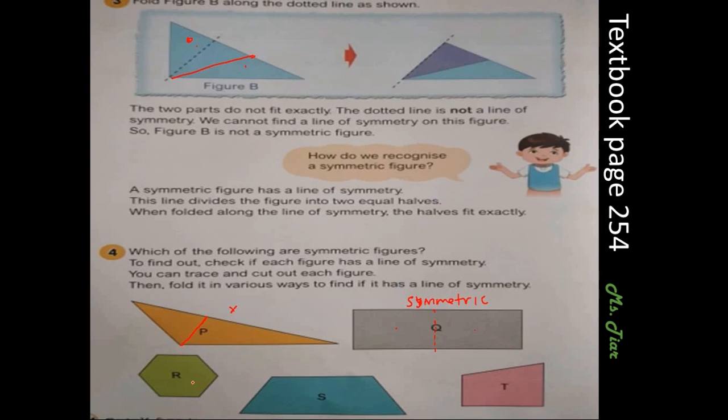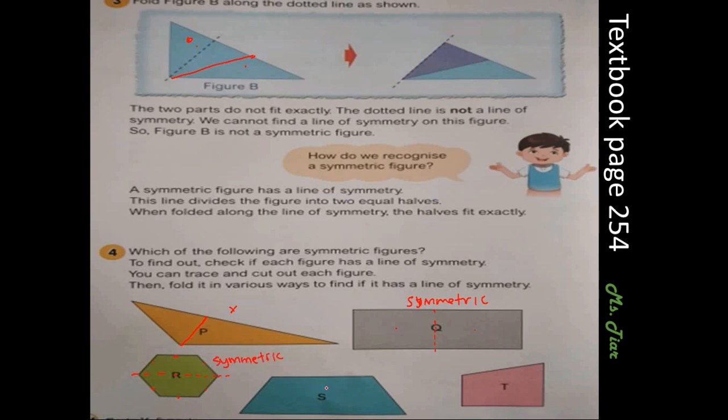Next, question R. Where will we put the line of symmetry? What if we put it here? If we put it here, is it a symmetric figure? Let's check. This area will be in this area. This part will be in this part, right? This side will be in this side. Of course, this one will be over here. Because it fits exactly to the other half, we can call this a symmetric figure.